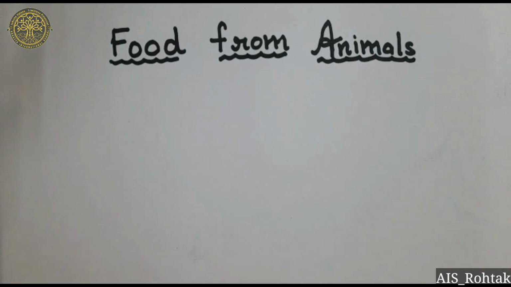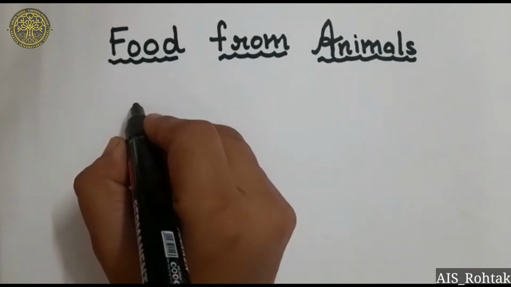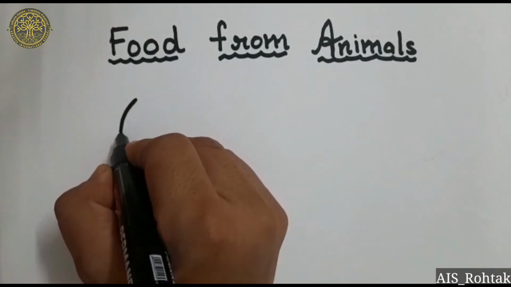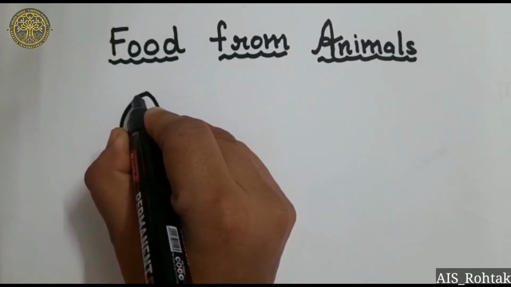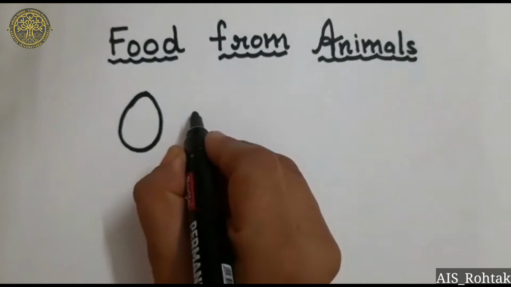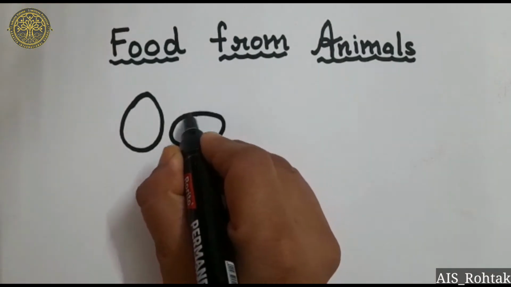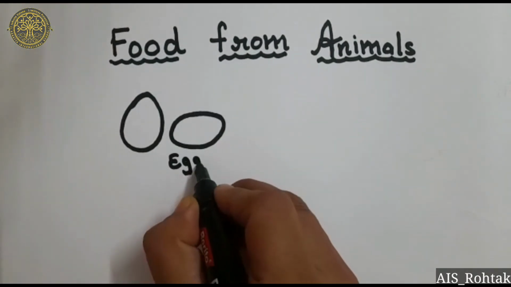First of all, draw an oval shape like this. It is a little bit thin from the upper side. Now draw one more oval shape. Our eggs are ready.